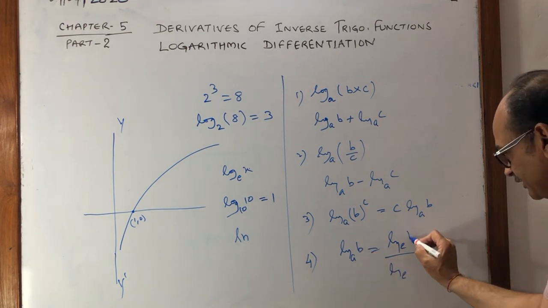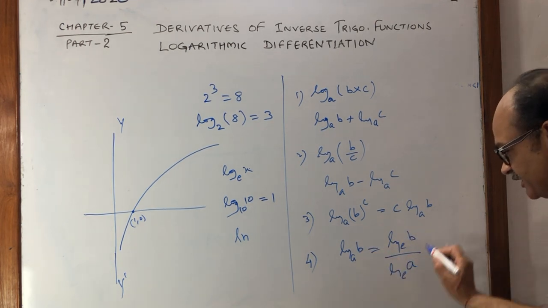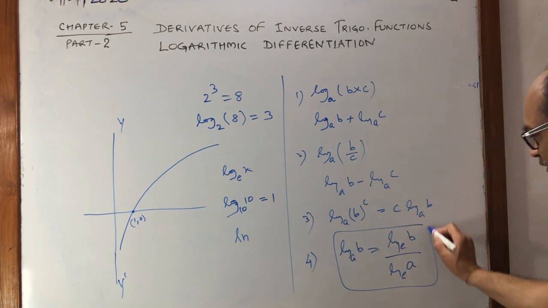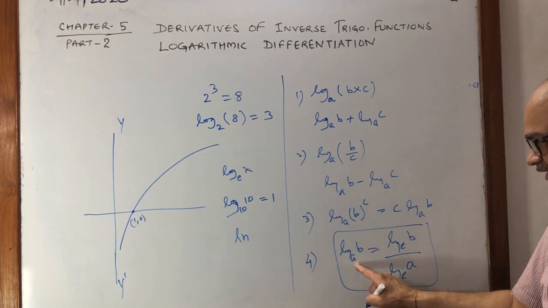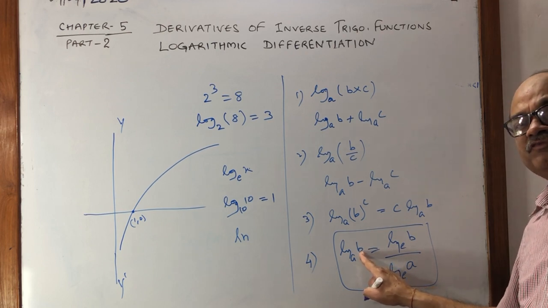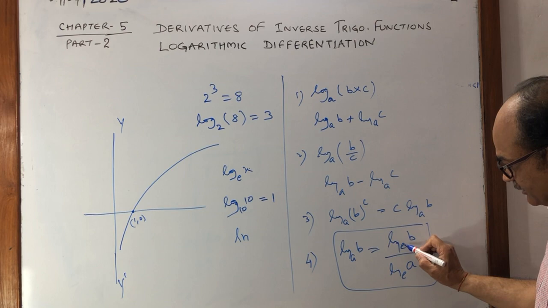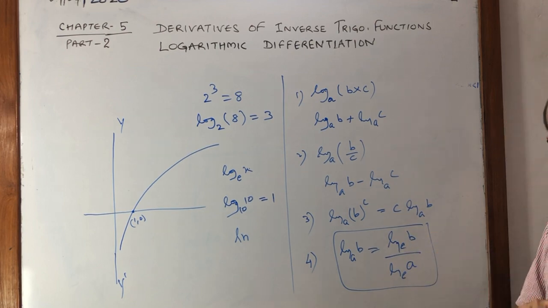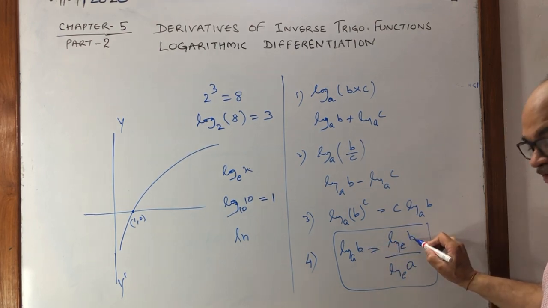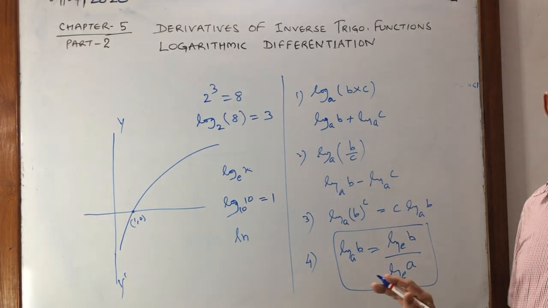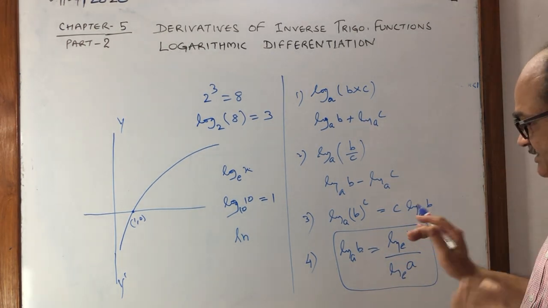The upper quantity remains in the upper part and the lower quantity remains in the lower part. The best way to learn this formula: once again, log base A of B, we want to convert into any other base. Here I am converting into base e. Then first we write log base e, log base e. Upper portion value on the upper, and lower portion on the lower. It is said to be the base changing formula.